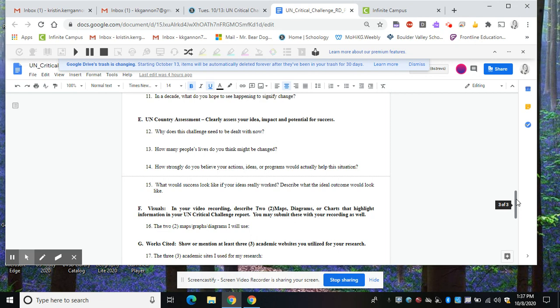The last part of your critical challenge is the assessment. What will be the signs in the future to know that your program has worked? You will see unemployment numbers rise, or you will see the amount of deforestation decrease. So what is it going to look like? How will you know that your efforts have been successful?